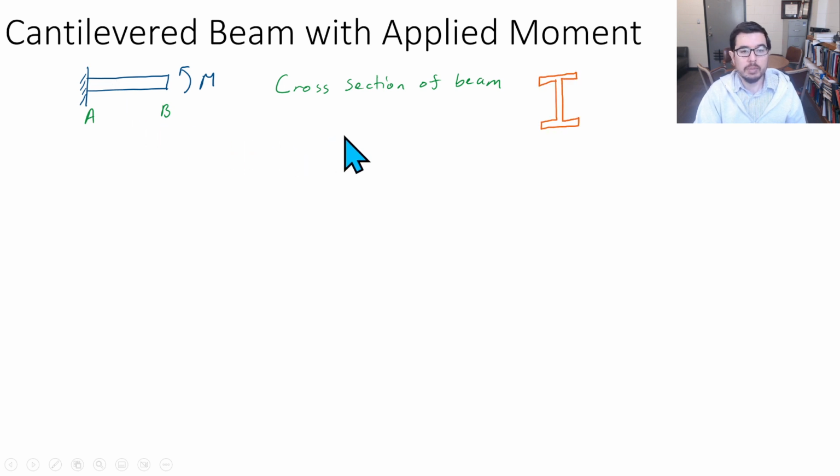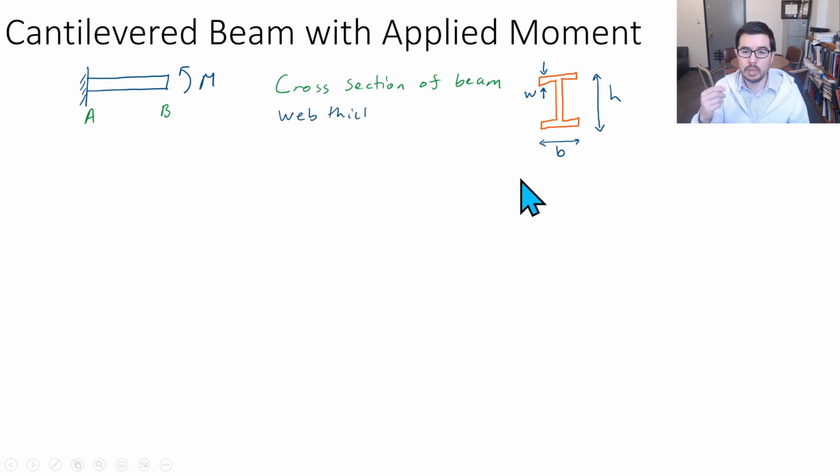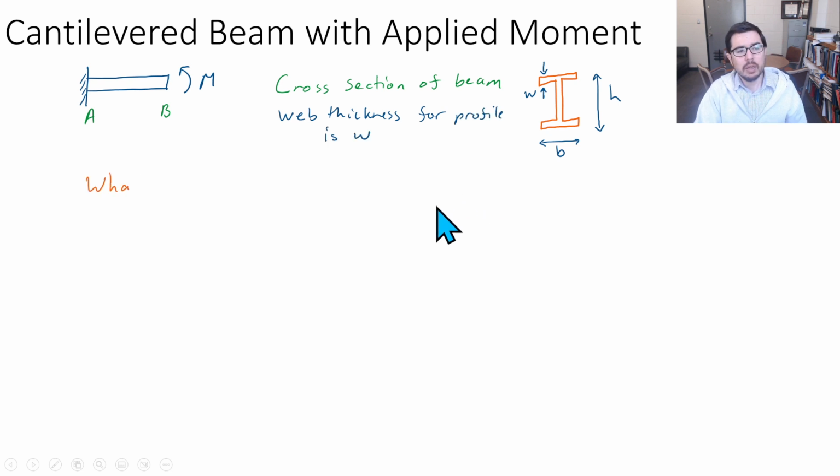We use an I-beam for our cross section, and we'll say it has total height h, and now we're going to describe w as the web thickness for the profile. We ask ourselves the same question: what is the maximum bending stress?